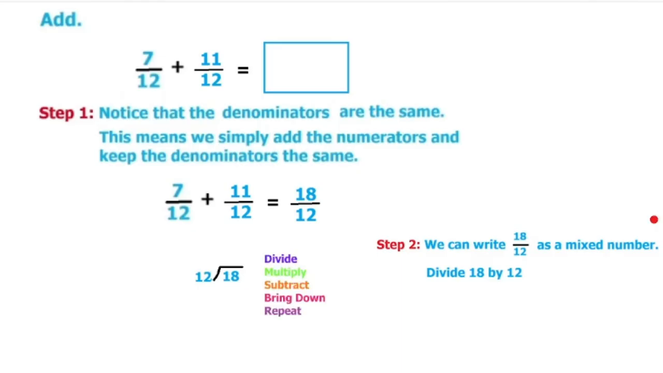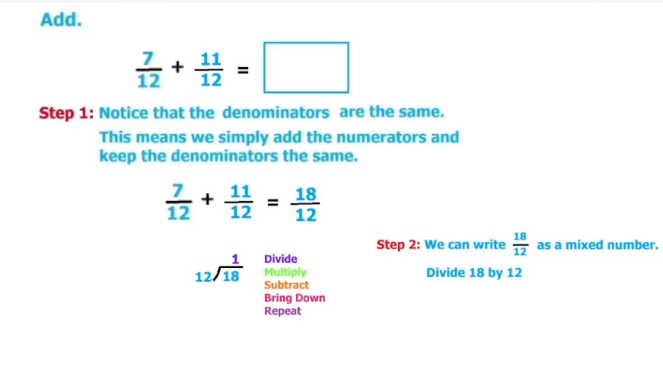So if you look in the description, you'll find links to other videos of mine that have this in there. You could find it in detail, how to do this division. I'm going to go through it in a little bit of detail, but not as much as some of my other videos. So to do this division, you follow these steps: divide, multiply, subtract, bring down, and repeat. Okay, so we're going to go through and do that.